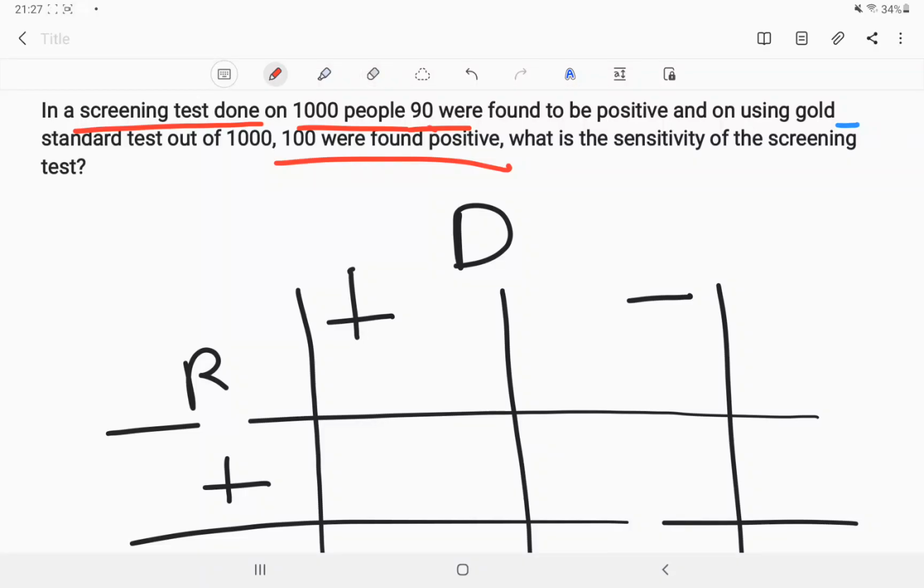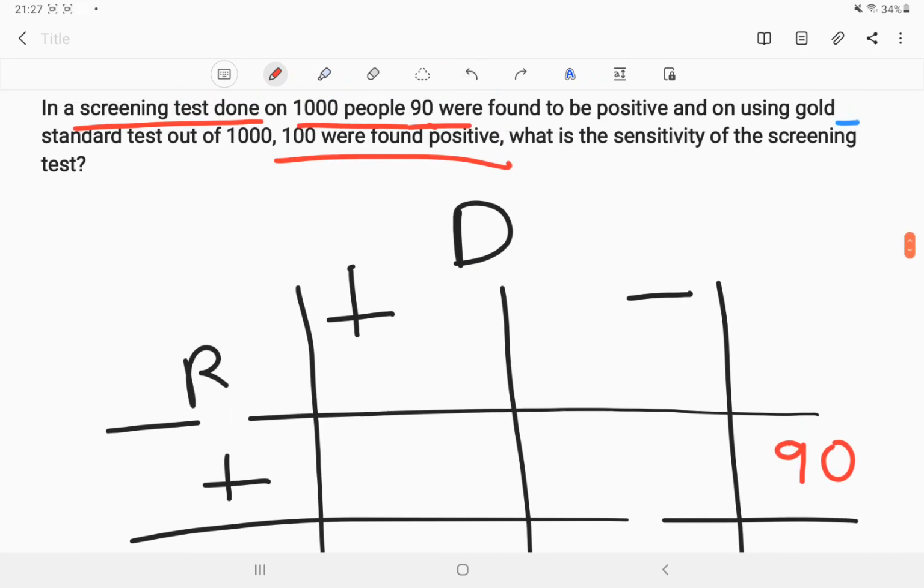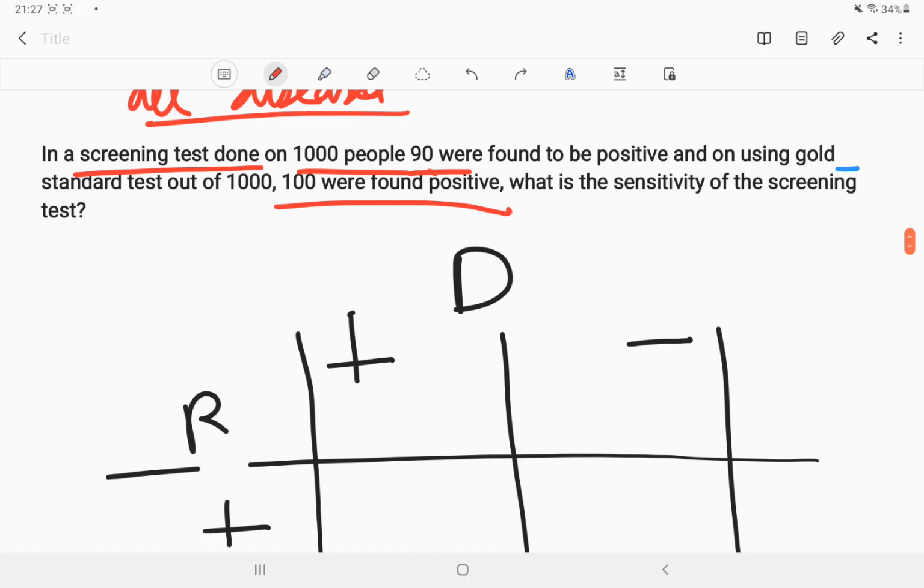So in this numerical, we can see that... what can we see? So just erase all this. In a screening test done on 1000 people, 90 were found to be positive. So a screening test was put on 1000 people, 90 were found to be positive. So जो positive आया है, and using gold standard test out of 1000, 100 were found to be positive.